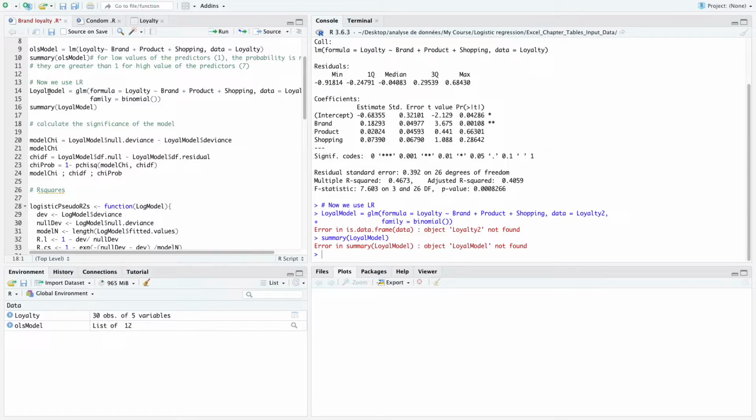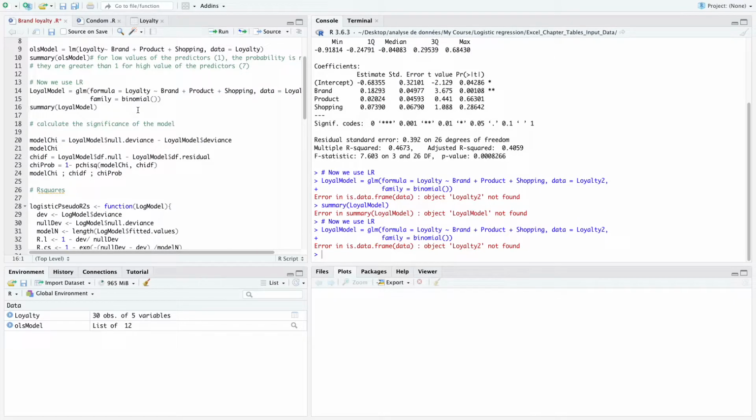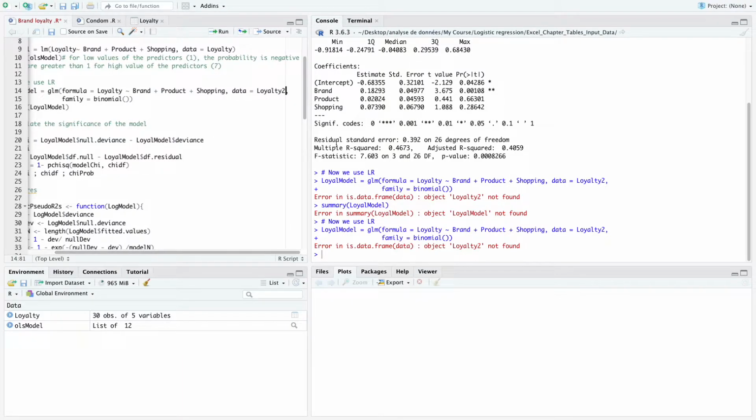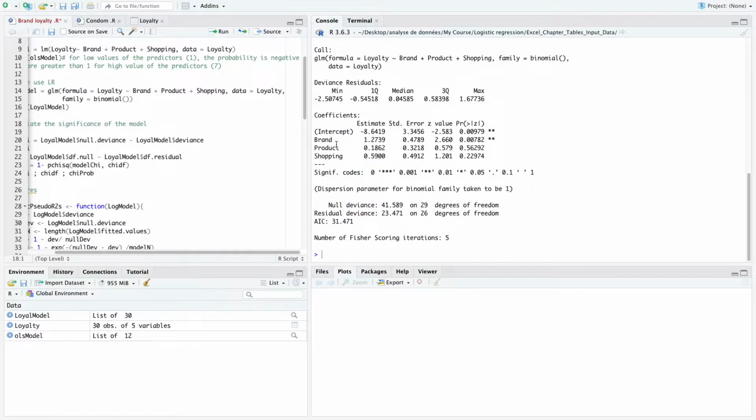I changed the name of the data set, so I think I'll be fine. Again, we have brand which explains the loyalty of the customer, and the other variables do not explain it. We don't have p-values which are less than 0.05. So here the interpretation is really the same as what we do with ordinary least squares. That's it for the variables.